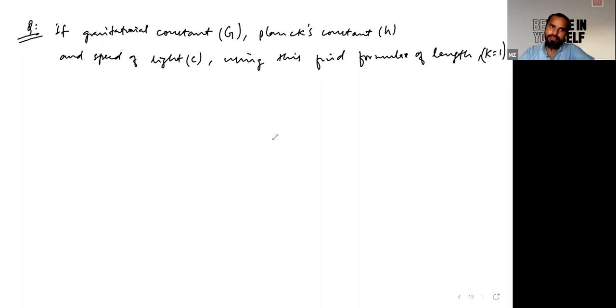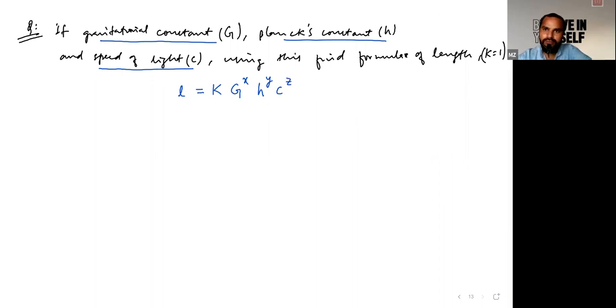So use the same concept. We have L is equal to some proportionality constant k. What are the depending factors? We have the dimensional constant capital G, Planck's constant small h, and the speed of light c. So let's say G raised to the power x, h raised to the power y, and c raised to the power z. So this would be a formula. We have to define the values of x, y, and z using dimensional analysis and put them all in to try to obtain the relationship.